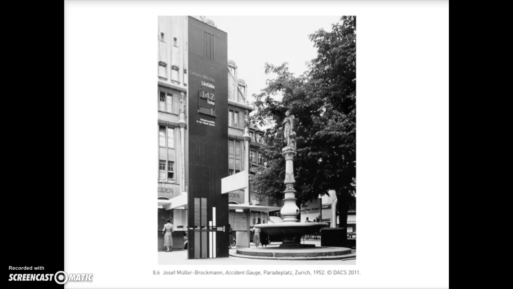So this is an image by the artist Josef Müller-Brockmann. This was a project done by this man who was an illustrator, and it is called the Accident Gauge. This was installed on the Paradeplatz in Zurich, where it basically was an infographic showing the numerical summary of each week's automobile-related accidents and deaths. The font used is Akzidenz-Grotesk, and the material being shown is of a statistical nature.